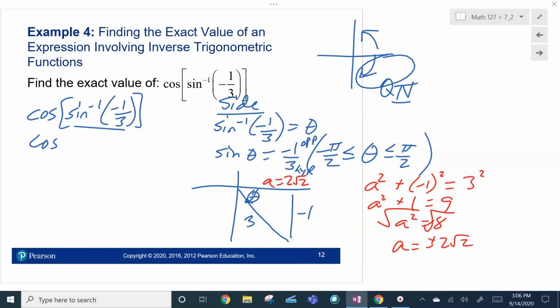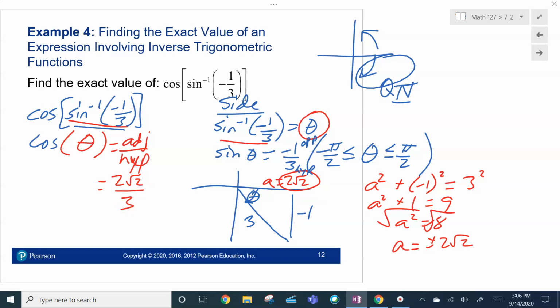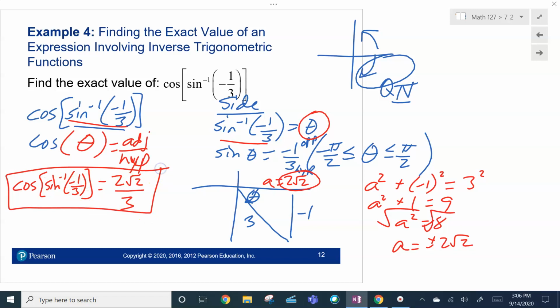Now remember, we called the arc sine theta. So we go back over here and say, I'm just solving for the cosine of theta now that I have a picture of it. Cosine is adjacent over hypotenuse. So the adjacent side is 2 root 2. The hypotenuse is 3. That means the cosine of theta, in other words, the cosine of the arc sine, is 2 root 2 over 3.